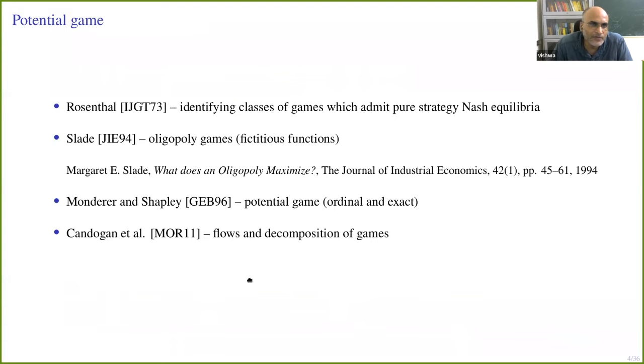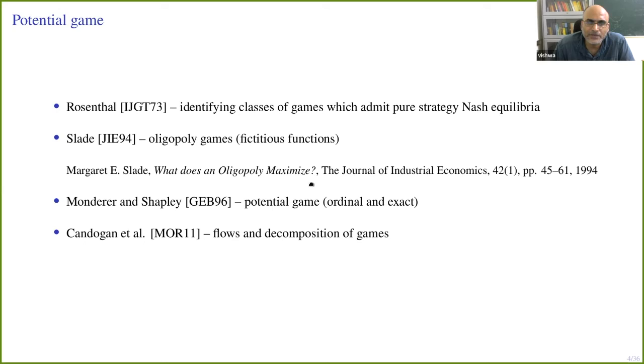This problem was studied extensively in the static games community. At least in the literature, it traces back to the work of Rosenthal, who was interested in identifying the class of games which admit pure strategy Nash equilibria. Then in oligopoly games, as the title of the paper suggests, what does an oligopoly maximize? This was published in the International Journal of Industrial Economics.